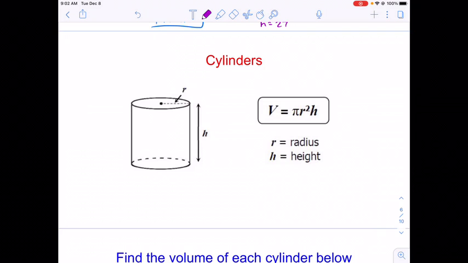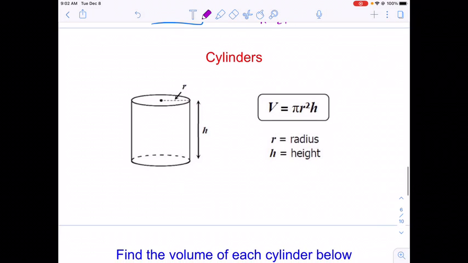So the cylinder's formula is the area of the base, which is pi r squared, times the height of the prism. Once again, it's the area of the base. Same thing as volume is equal to area of the base times the height. But in a cylinder, it's always going to be pi r squared. So we can just memorize this formula, where r is our radius and h is the height of the prism.